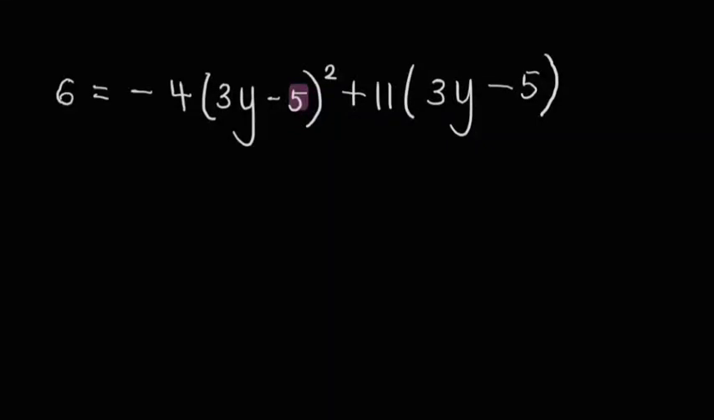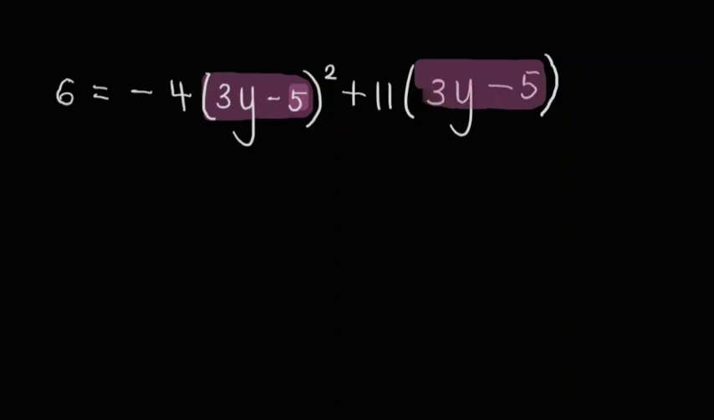Here's another equation where we use the k method to solve for the unknown. This question also falls under the category of repeated terms, since we notice that 3y minus 5 appears more than once. So we start off by saying, let k equal 3y minus 5.